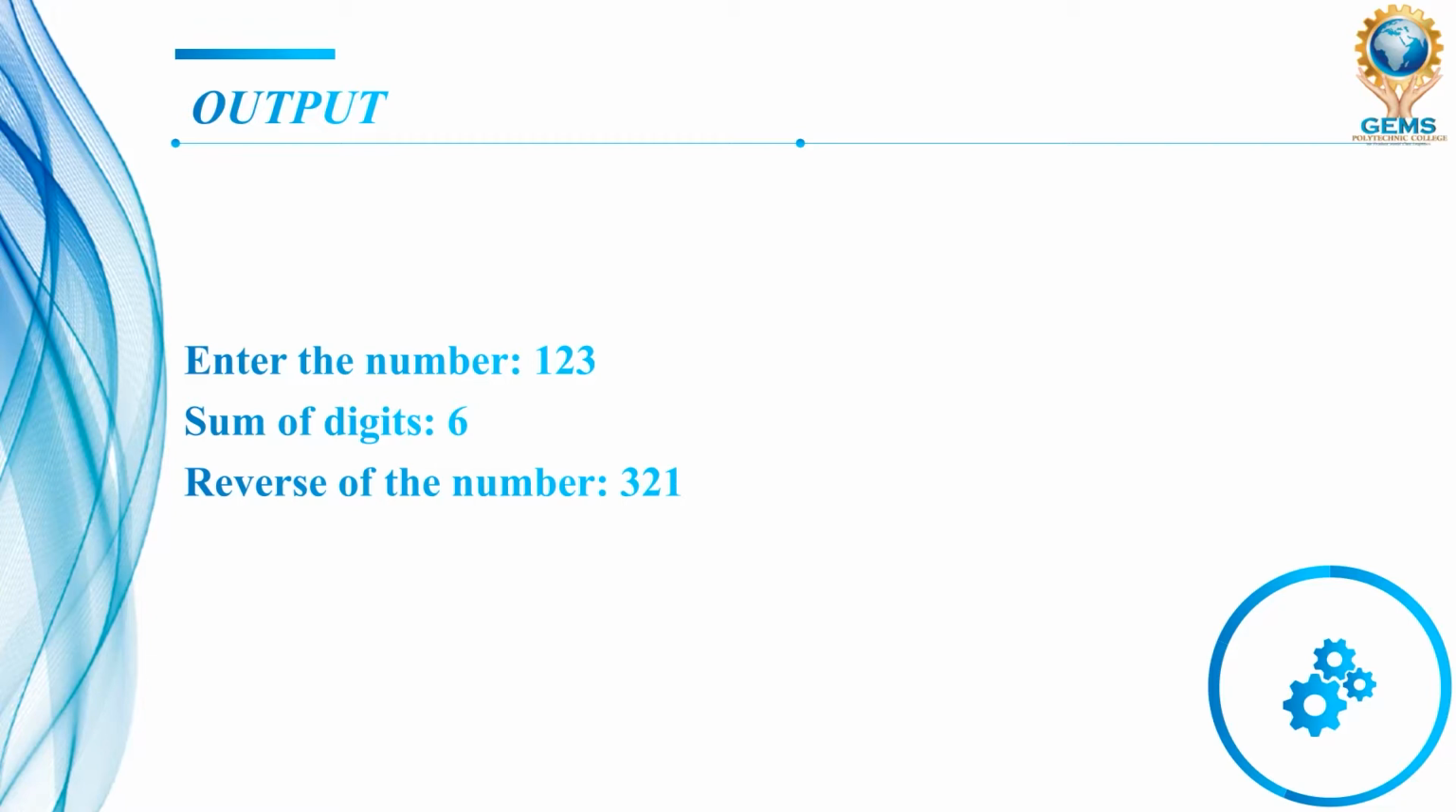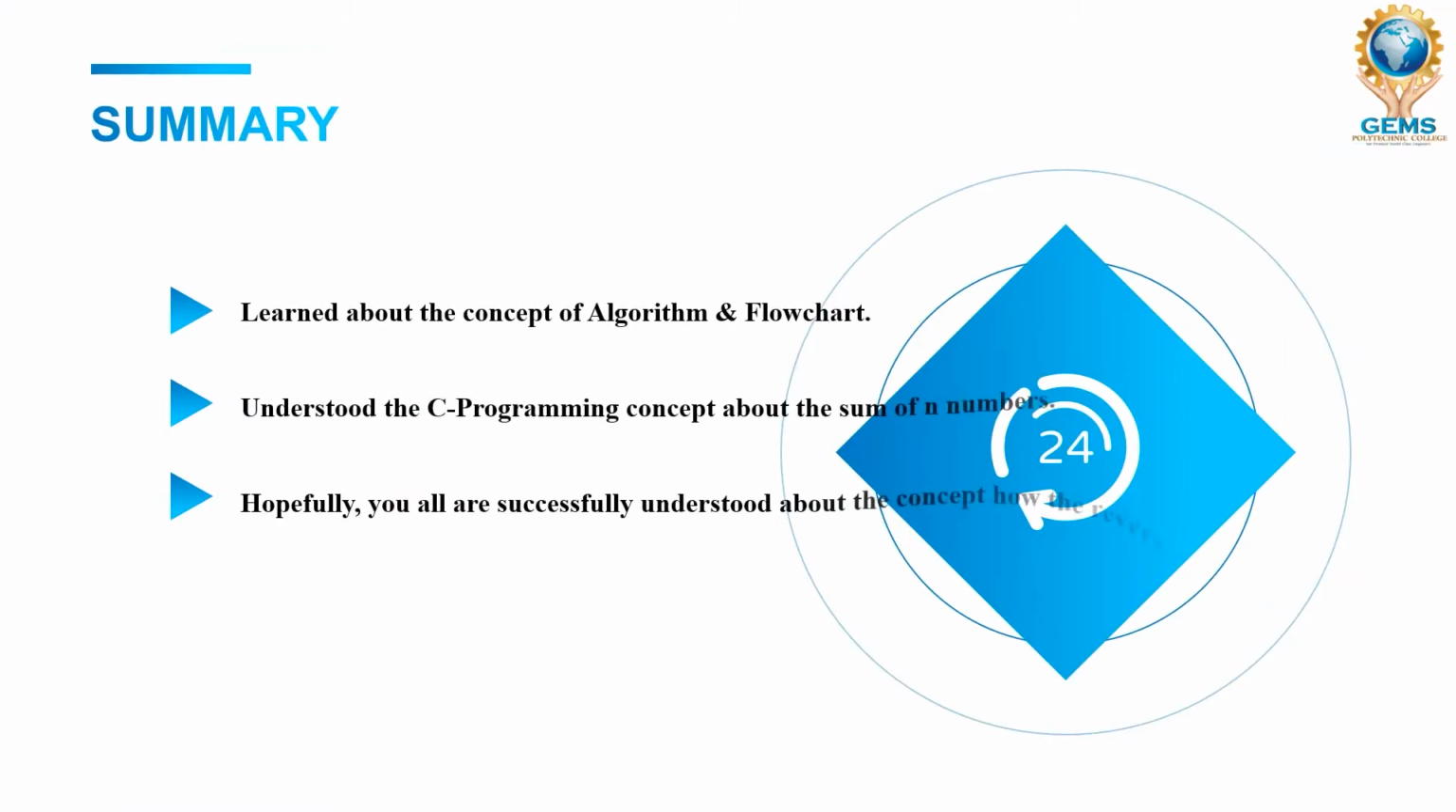Now the reverse of the number, this is our number. Now what will be the reverse of the number? So 3, 2 and 1. So it's going from which side? Right hand side to the left hand side, right? It's going from the right hand side to the left hand side. Like this way, the program will work out. I hope it's clear for you, my dear students.